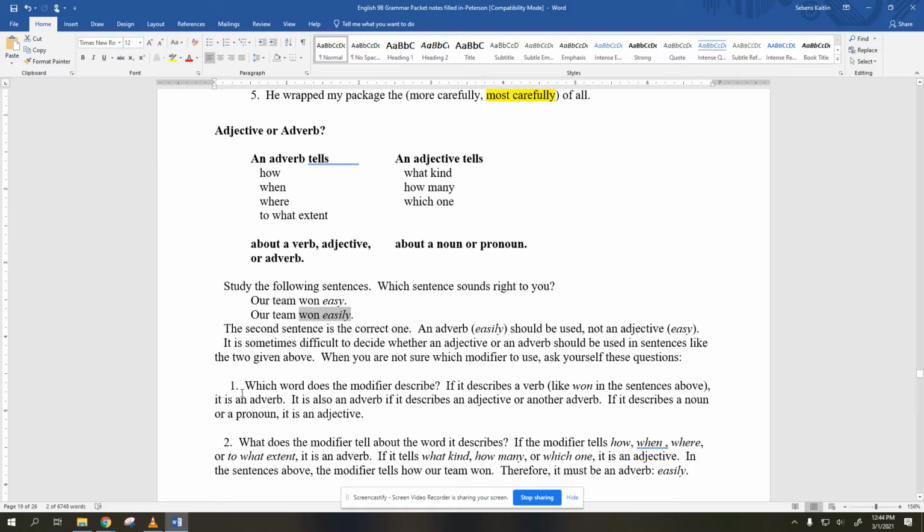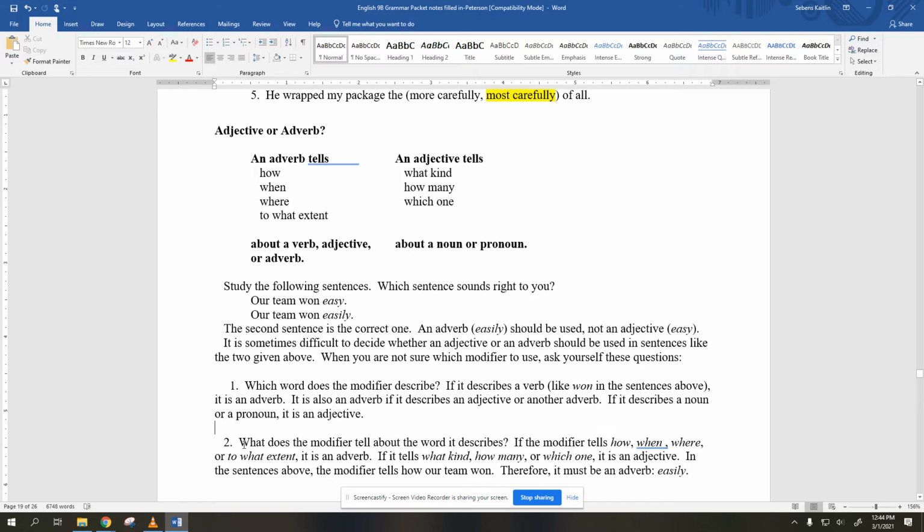It is sometimes difficult to decide whether an adjective or an adverb should be used in the two sentences given above, but again, make sure you know what is being modified. So for a second time, to recap: if it describes a verb, like won above, it is an adverb. It is also an adverb if it describes an adjective or another adverb. If it describes a noun or a pronoun, it's an adjective.